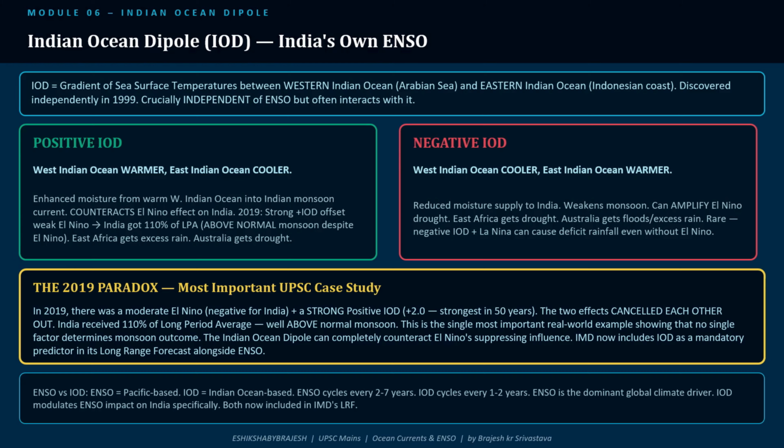UPSC answer: whenever a question asks, why doesn't every El Nino cause drought? The answer is the IOD. The 2019 case is your example. Key concept: 2019 moderate El Nino, bad for monsoon, plus strong positive IOD, good for monsoon, equals above normal rainfall at 110% LPA. This is the definitive example of multi-factor monsoon determination.